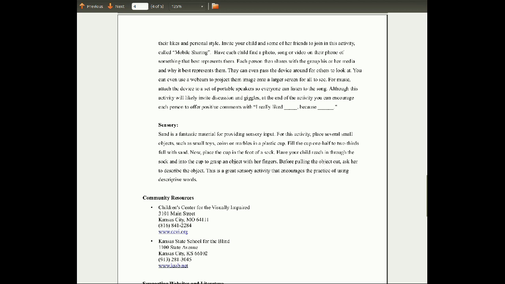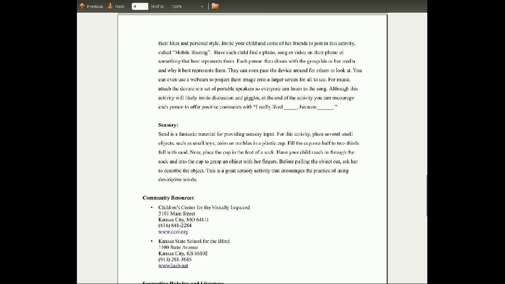Although this activity will likely invite discussion and giggles, at the end of the activity, you can encourage each person to offer positive comments, like, "I really liked Jason's picture because that looks like a fun activity to do." Or, "I really liked Jessica's song because I think it really describes her well, or that sounds like something that she would like." Or, "It's a really cool song," something that would affirm the other person. So this would be a great activity to help build up each child and help to make social situations seem a little bit less scary.